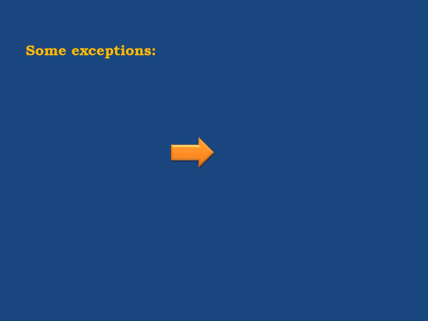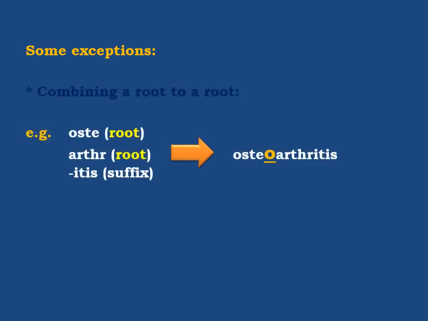However, there are some exceptions to the rule. The rule says that we have to use a combining vowel, which is O, if the root ends in a consonant and the following root or suffix starts with a consonant. But here we have an exception. As you can see, ost ends in a consonant, and arth, which is another root, starts with a vowel. But if you look at the full term, there is a combining vowel in between. So this is an exception.